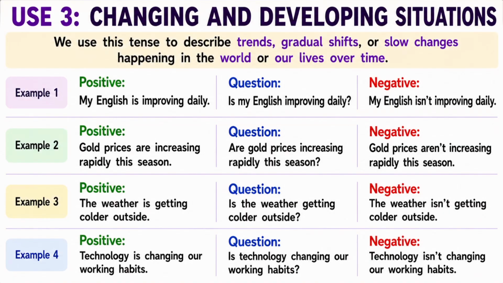Example 3. Positive. The weather is getting colder outside. Question. Is the weather getting colder outside? Negative. The weather isn't getting colder outside. Example 4. Positive. Technology is changing our working habits. Question. Is technology changing our working habits? Negative. Technology isn't changing our working habits.